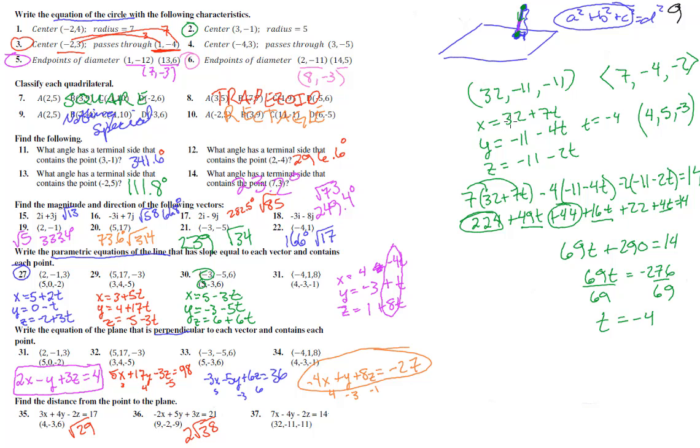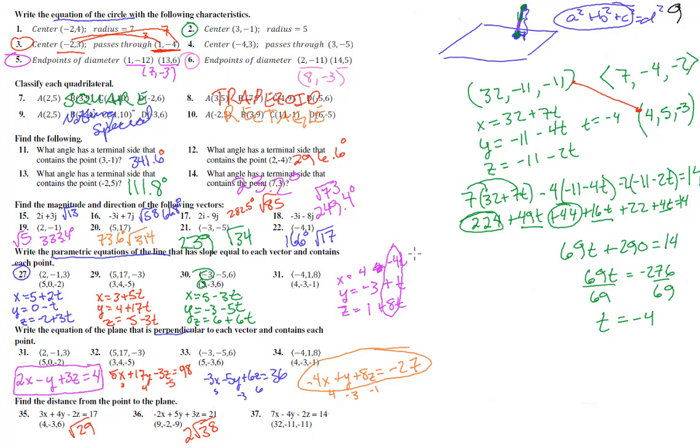Is that right? Let's do that one more time just to make sure. 32 minus 28 is 4. -11 plus 16 is a positive 5, and -11 plus 8 is a -3. So 4, 5, -3, that's the point. So let's do this now to find the distance between that point and that point.